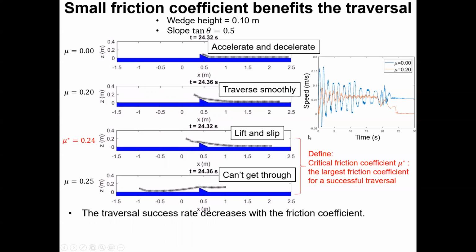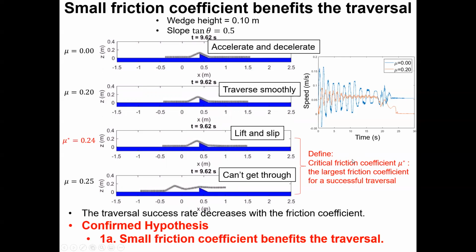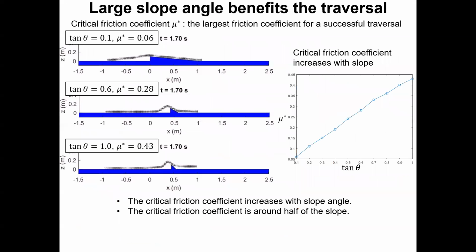So here we can define the critical friction coefficient mu star as the largest friction coefficient for successful traversal. The traversal success rate decreases with the friction coefficient, which confirms our hypothesis that small friction coefficient benefits the traversal, but if the friction is too low, it may result in difficulty for the controller to maintain a steady movement, as the smooth case shows.